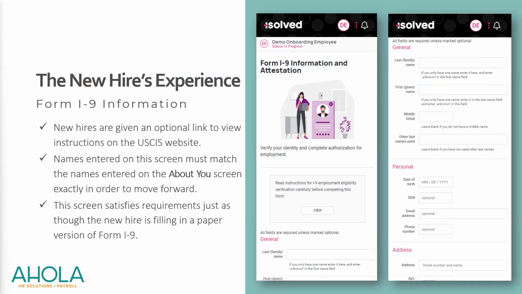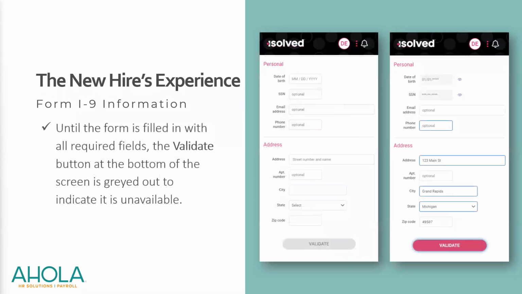Again, I'm going to repeat this because this is critical. Your employee will not be able to move forward, and this is one of the most common troubleshooting points, unless the names that they enter on the screen match exactly. This screen satisfies requirements just as though the new hire is filling in a paper version of Form I-9. Until the form is filled in with all required fields, the validate button at the bottom of the screen is grayed out to indicate that it's unavailable.